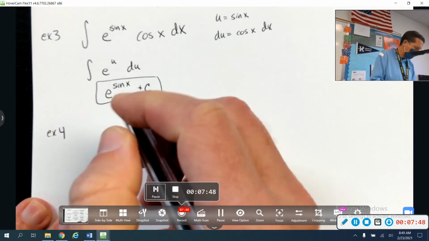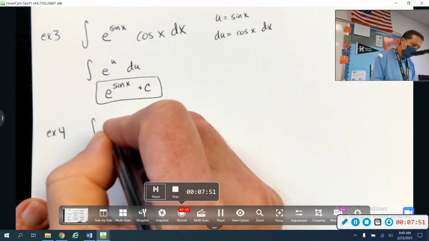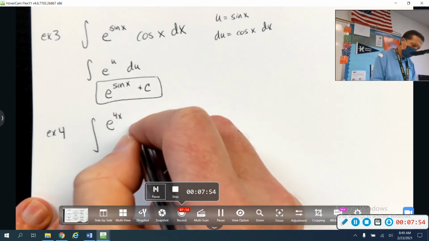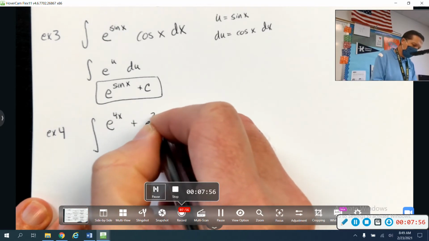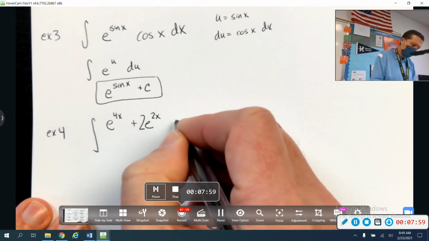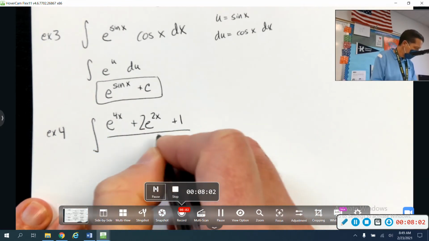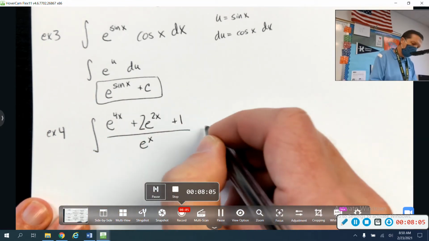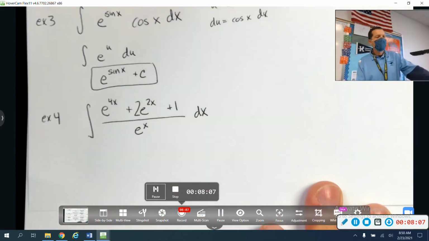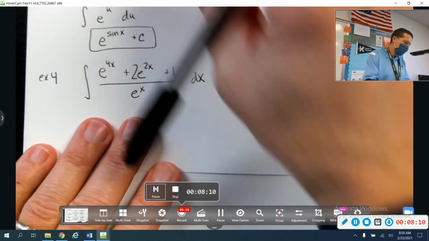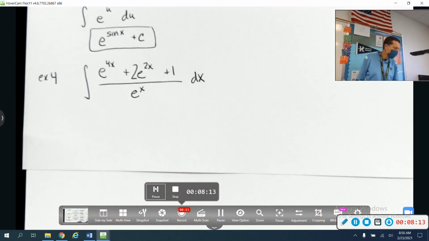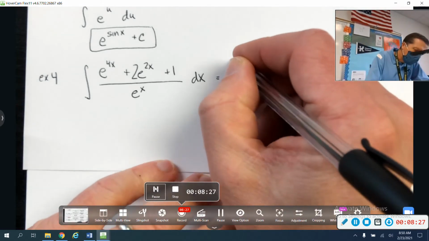Okay, well, let's see what happens if we mix this up a little bit here. The antiderivative of e to the 4x plus 2 e to the 2x plus 1, all over e to the x dx. What do we think? Algebra. Let's do algebra first. Otherwise, I don't know what u would be that would make any of that work.